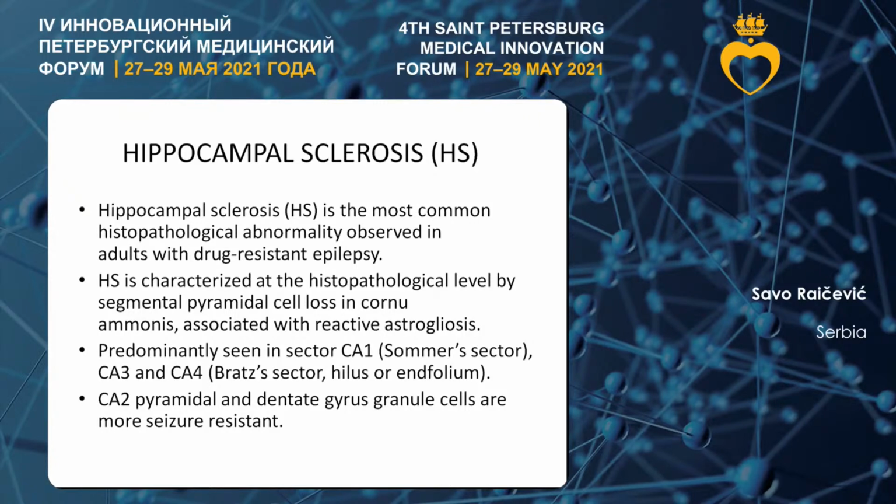Склероз гиппокампа – это наиболее частый вид нарушений, которые встречаются. С точки зрения гистопатологии, он ассоциируется с реактивным астроглиозисом. А обычно он встречается в секторе CA1, это сектор Зомера, в секторе CA3 и в секторе CA4, сектор Братца.